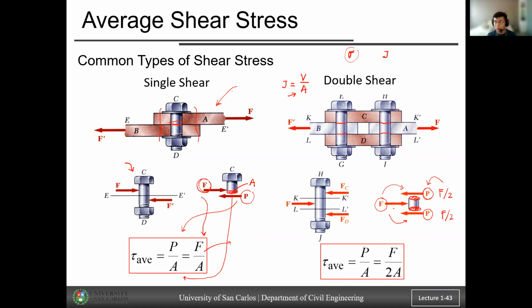But if you're going to use the external force, that's F, then since it's going to be two areas, the totality of the force being experienced by two areas is F over 2A. Okay, double area, right? So I hope you follow the discussion.